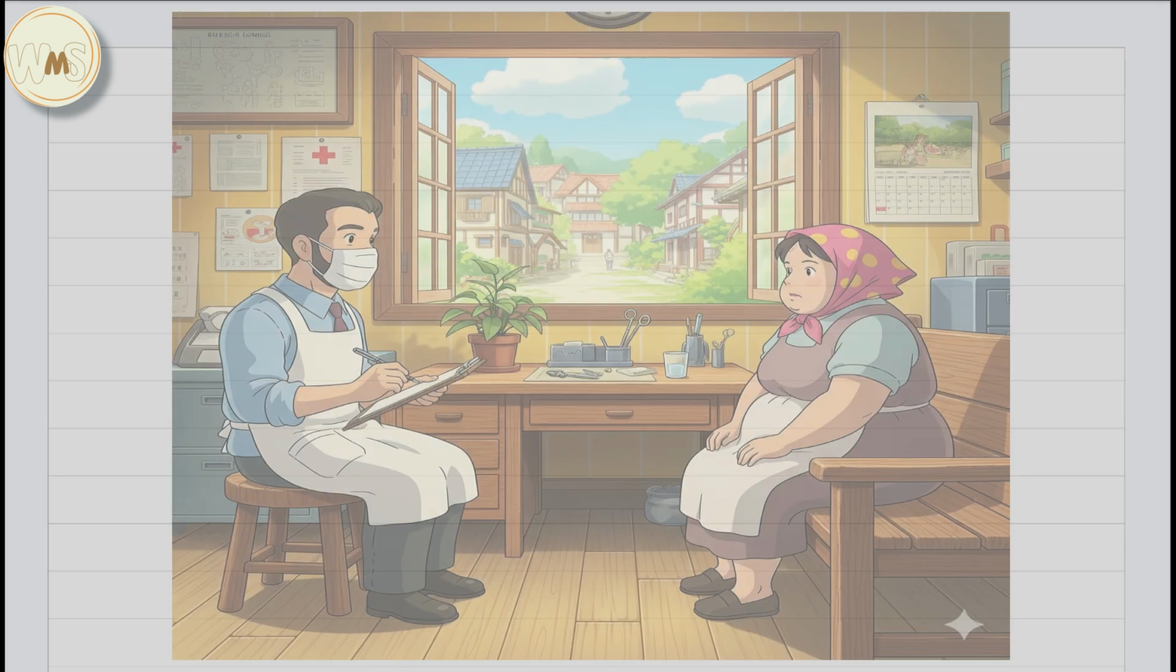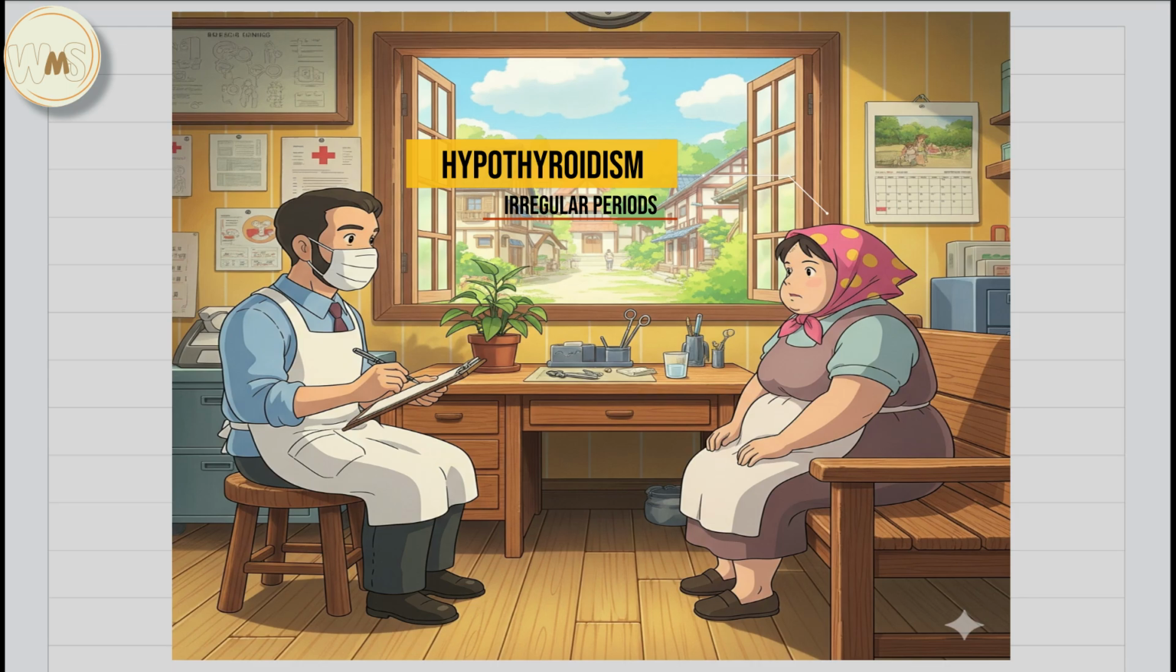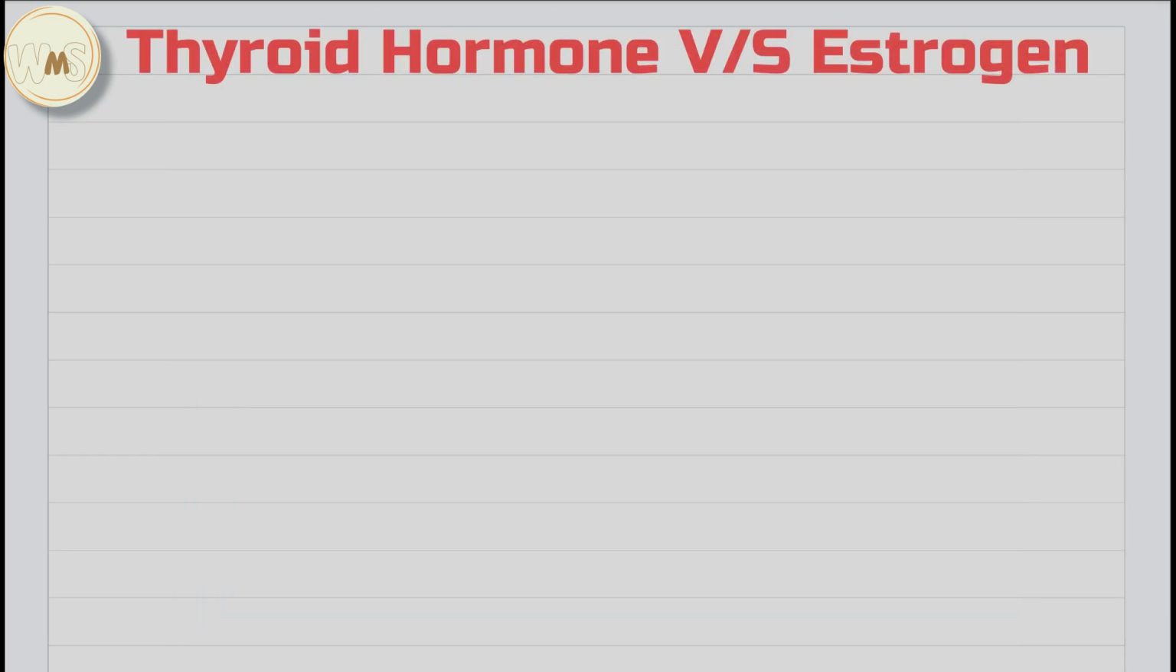Imagine this: a woman with hypothyroidism comes with irregular periods. Why? It's not just thyroid, it's estrogen physiology being disrupted. Today, we will break down exactly how thyroid hormones affect estrogen.